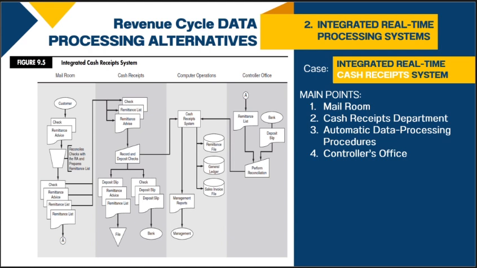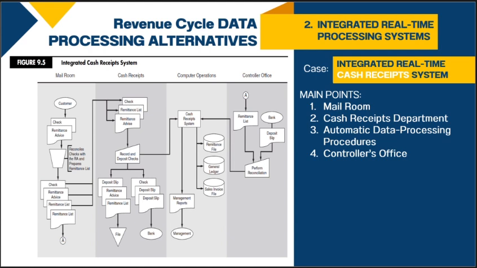And in the cash receipts department, the cash receipts clerk reconciles the checks and the remittance advices with the remittance list, then prepares a deposit slip. Now via terminal, the clerk accesses the cash receipts system and creates a record in the remittance file, also known as the cash receipts journal, for each remittance advice received. The clerk files the remittance list, remittance advices, and one copy of the deposit slip.